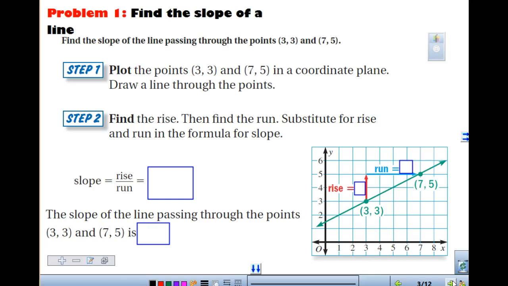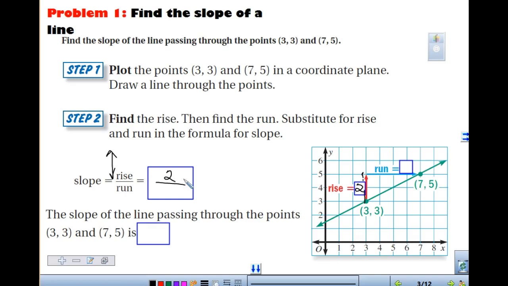It says the first thing you're going to do if you're given 2 points is you are going to be asked to connect those 2 points and make a line, then find the rise and find the run. So rise, remember, is our vertical change. How much did we change going up from 3, 3 to get to 7, 5? How much did you go up? How many units? 2 units. So we're going to put in 2 here for our rise.